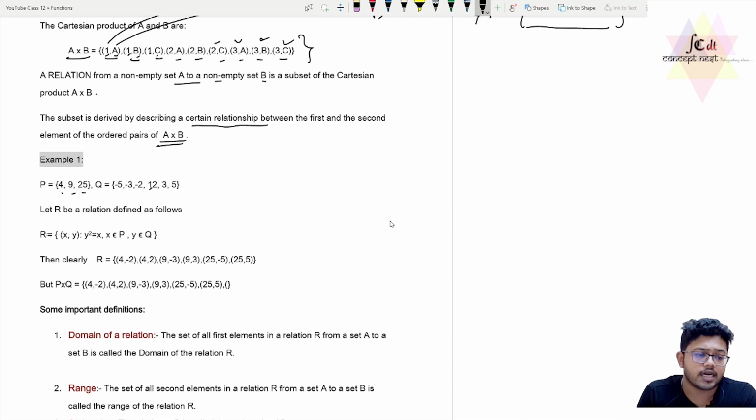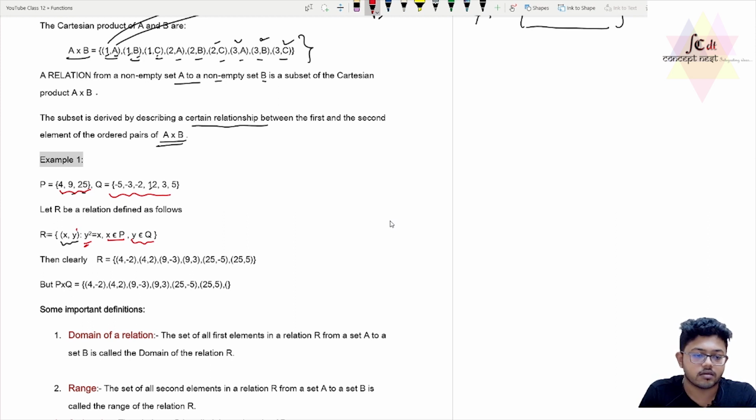R equals {(x, y)} such that y squared is equal to x. So I have taken y squared equal to x. Now y belongs to the set Q. Please note here, y belongs to set Q, so y must be any of these elements, and x belongs to set P, so x must be any of these elements. Now let me go on taking all the elements from here.